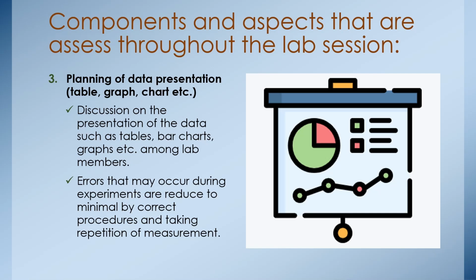since some errors that occur during the experiment can be reduced by using the correct procedures and also taking repetition of measurement. For example, you can do several repetitions of the measurement of heart rate before and after exercise. Okay, so that's all. The three components, so you can take note of the components that will be assessed and prepare well for your lab session.